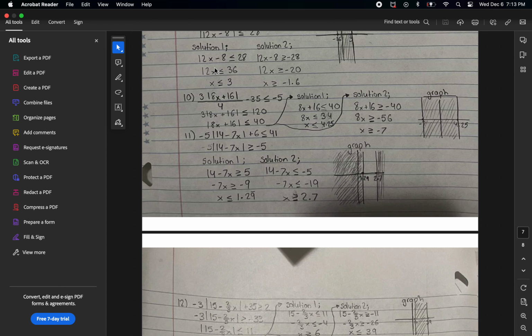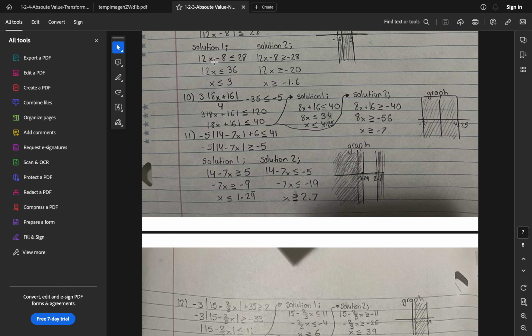Okay, sorry. We're basically isolating for the absolute values. It becomes 8x plus 16 has to be less than or equal to 40. Solution number 1, we get x has to be less than or equal to 4.25, and for solution number 2, we get x has to be greater than or equal to negative 7. And that's shown on the graph. So x can only be between these 2 points.